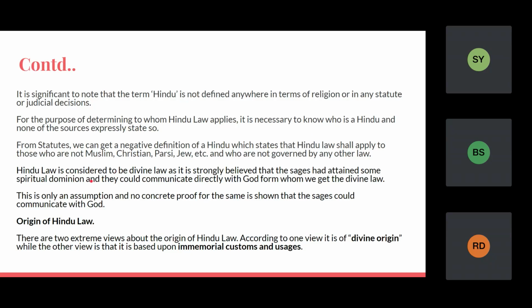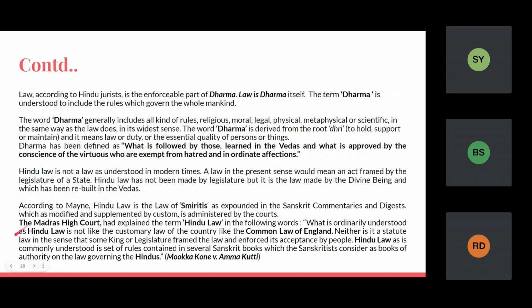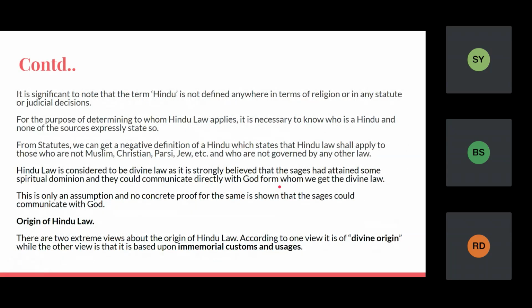Hindu law is considered to be divine law, as we have seen. It is strongly believed that the sages had attained some spiritual dominion and could communicate directly with God, from whom we get the divine law. This is only an assumption, and no concrete proof is shown that the sages could communicate with God. Now, from where did the origin of Hindu law come?